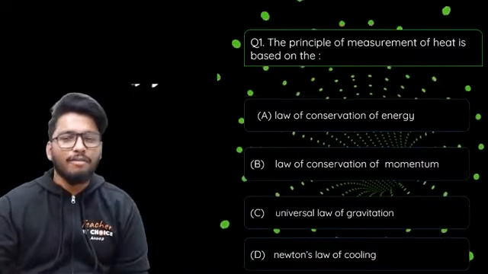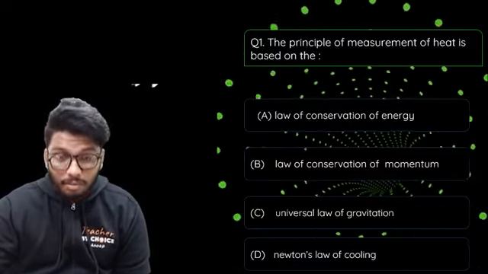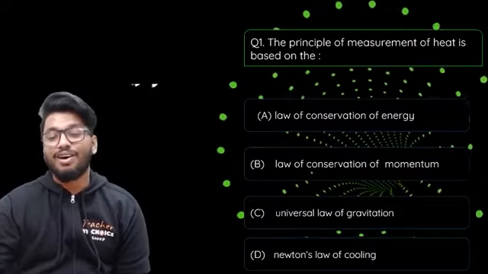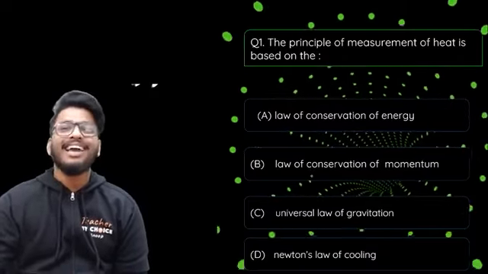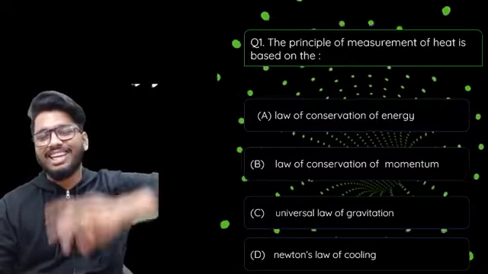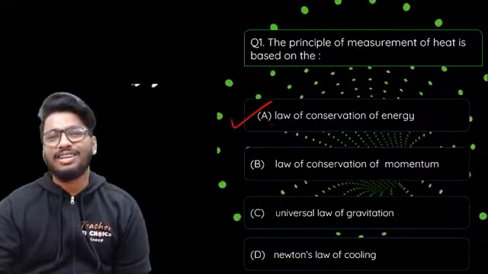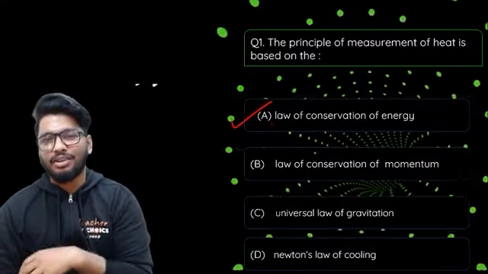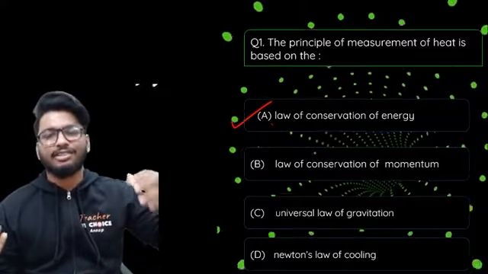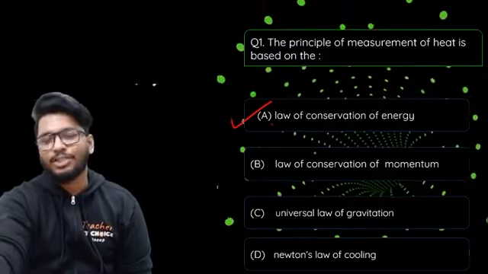Here's the first question. The principle of measurement of heat is based on what? The law of conservation of energy, law of conservation of momentum, universal law of gravitation, or universal law of cooling? Newton's law of cooling, interesting. All right, in 5, 4, 3, 2, 1. The answer, people, is definitely the law of conservation of energy, because energy can neither be created nor destroyed. It can only be transferred from one object to another. In this case, the energy is transferred from a hot object to a cold object. So it's the law of conservation of energy.